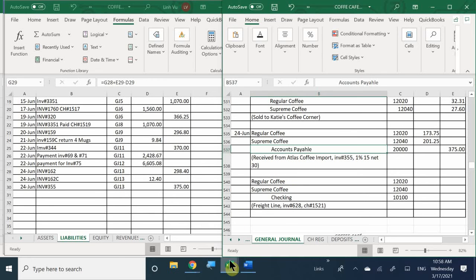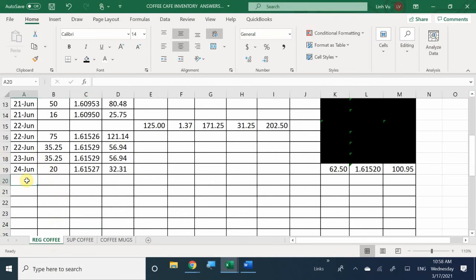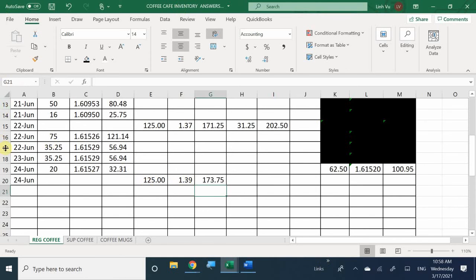Worksheet. You want to do it in the inventory worksheet? Okay. So here, regular coffee on the 24th. We purchased 125 at how much? 173.75. Okay, we can stop there until we add the freight.